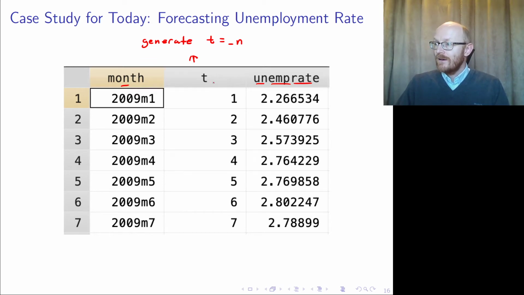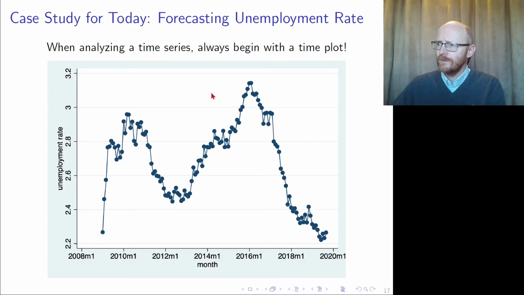So now we have a numerical measure of time. So it's the number of months. So what we always do is that we plot the data. Okay, so the way we generate this is to just write in Stata twoway, and we just say connected, and the variables.